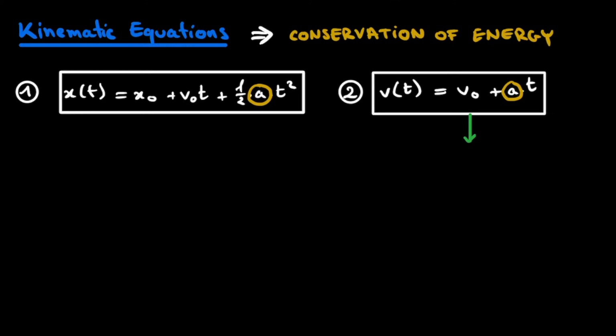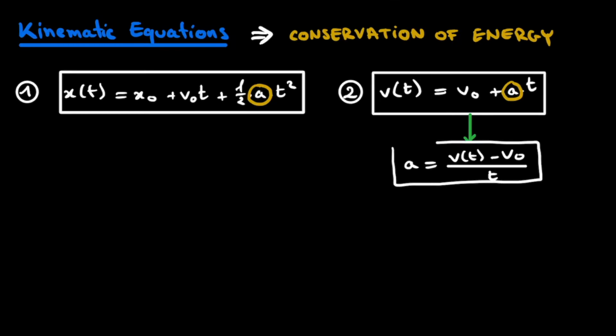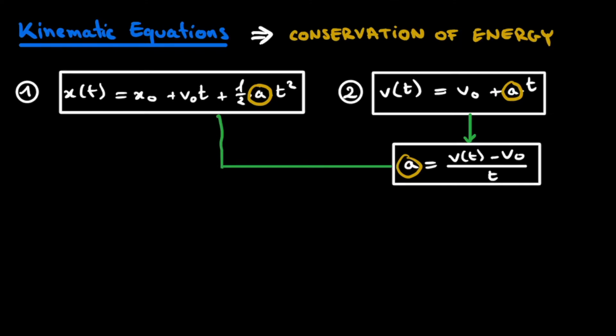This is a very basic algebraic operation which gives us that a is equal to v of t minus v0 divided by the time t. And I'm also going to draw a box around this equation because we will be using it later on. And as we said, we now have an expression for a, which we will now fill in our equation 1 in order to get a new equation.